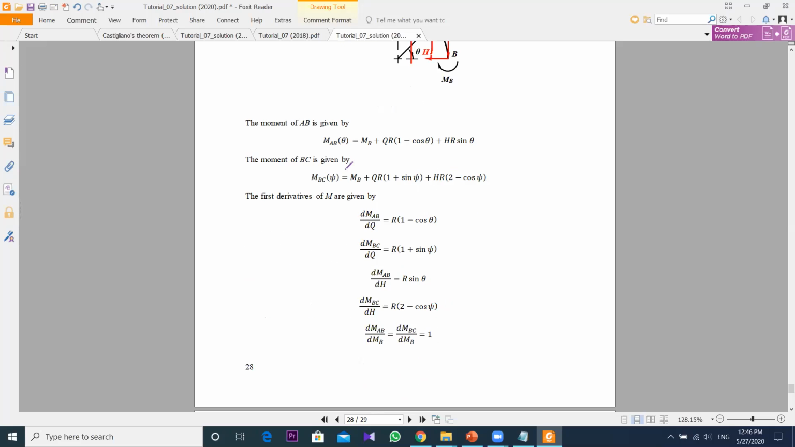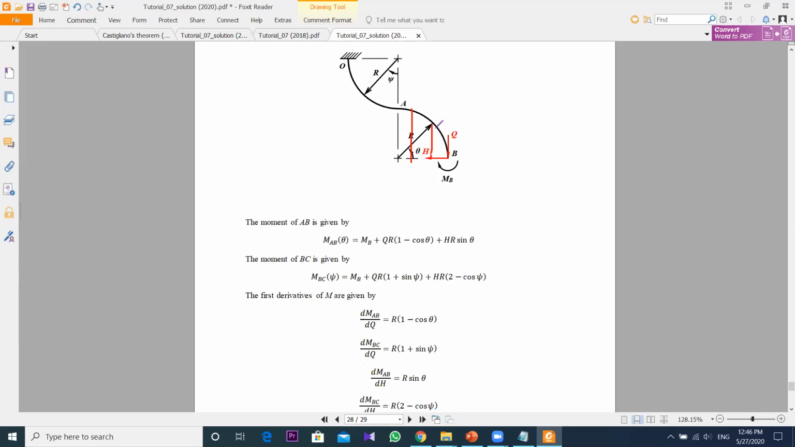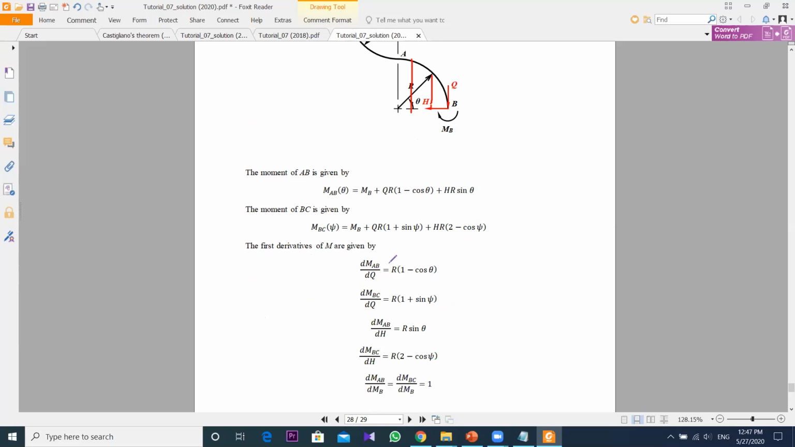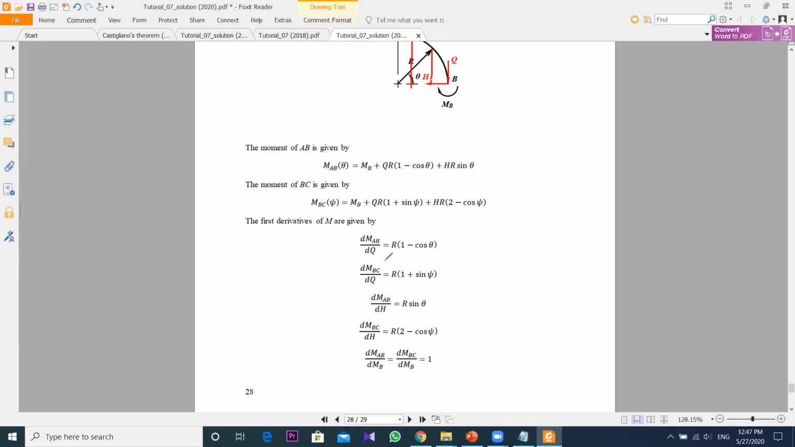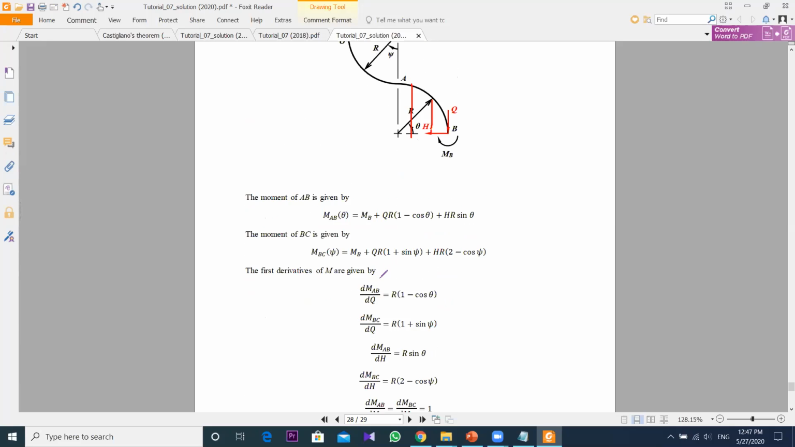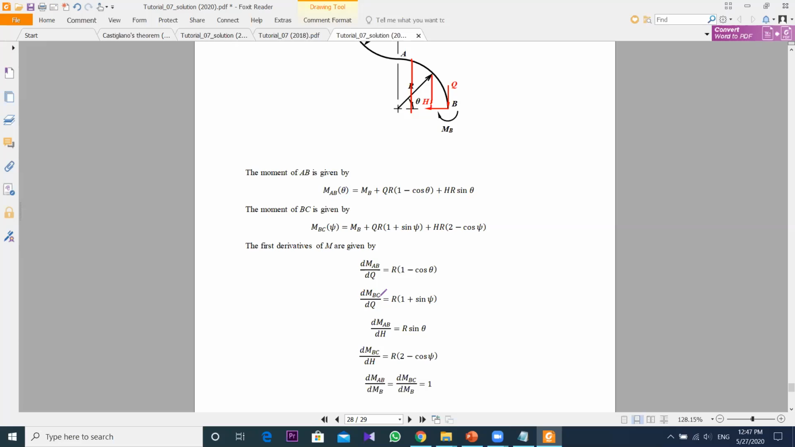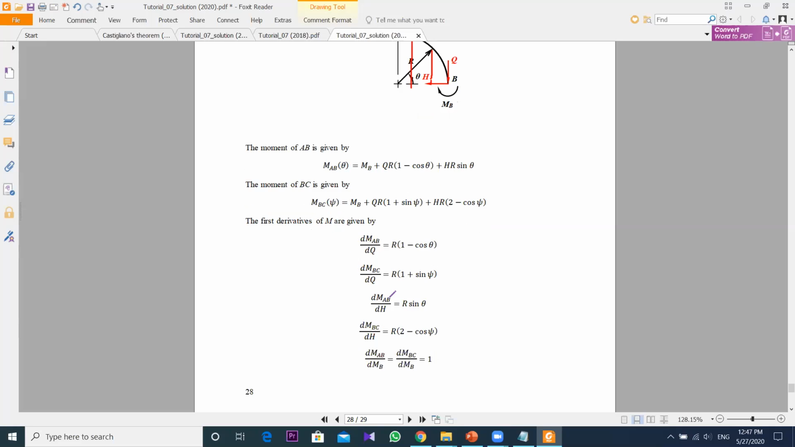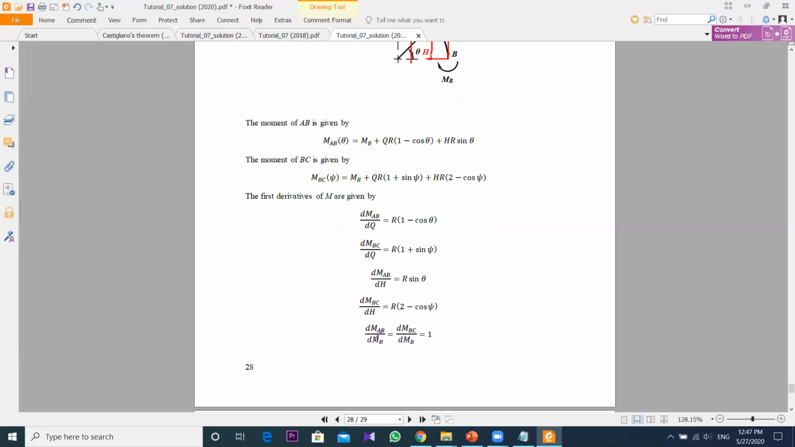Then what you need to do? You need to take the first derivative with respect to Q and H both, because you need to find out the vertical and horizontal both. You can see here the AB section vertical deflection with respect to Q, and this is not BC, this is AO, AO with respect to Q, and again AB with respect to H. This is again AO with respect to H.